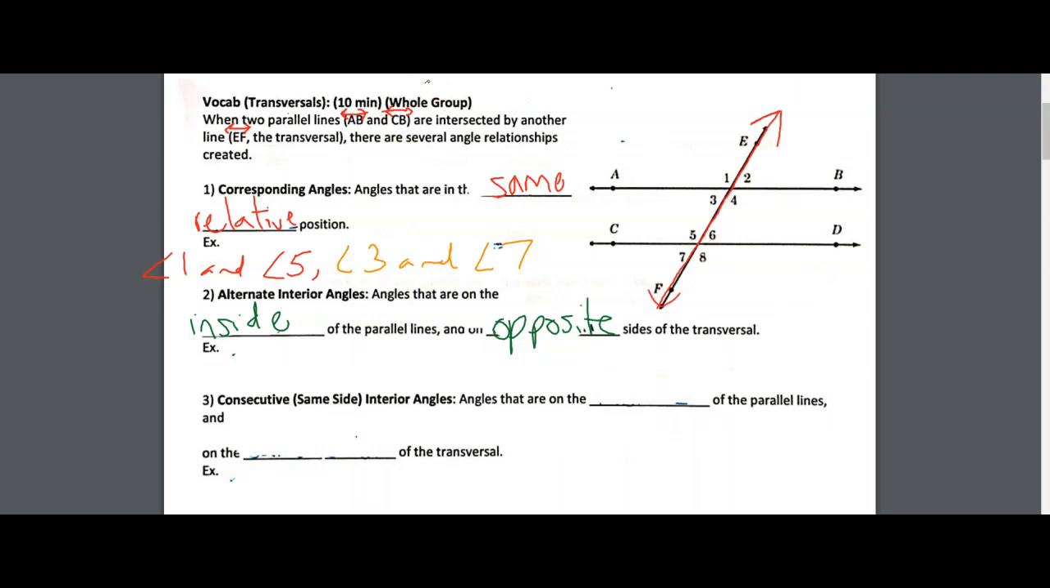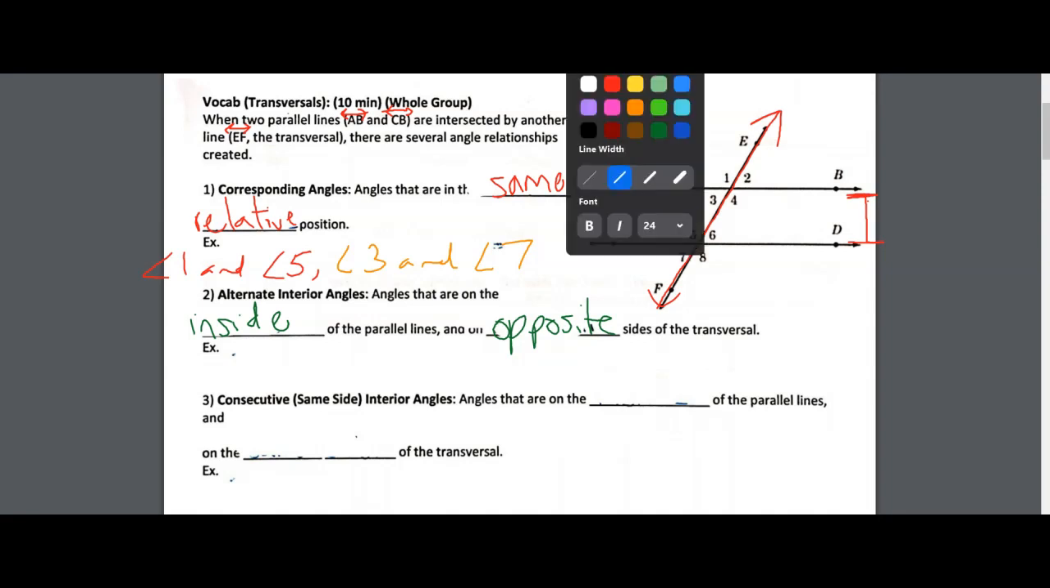And we have these two parallel lines, A, B, and C, D. So the angles have to be on the inside of the parallel lines. So they have to be inside here. So that eliminates angles 1, 2, 7, and 8. So let's pick one of the other angles that's inside.